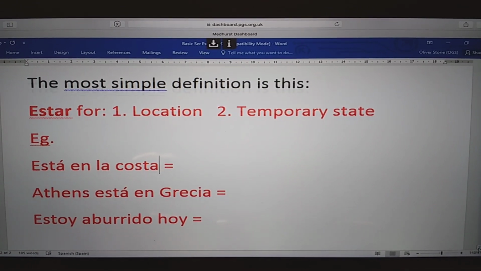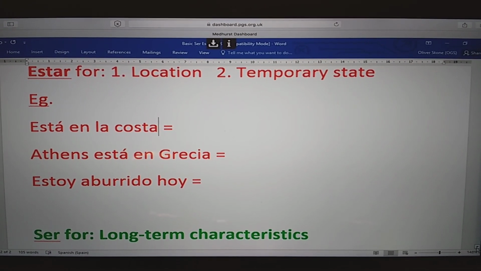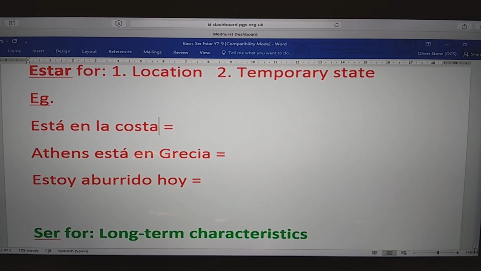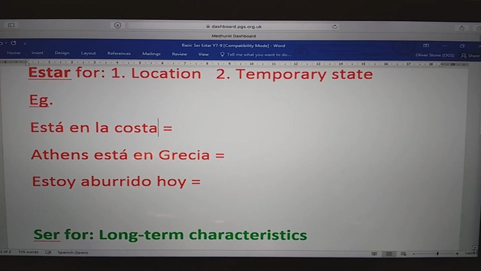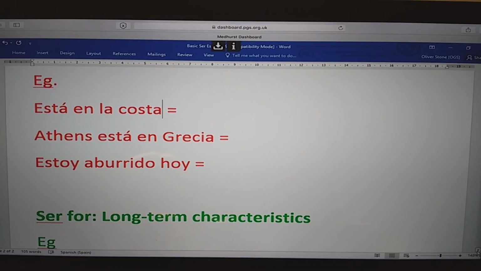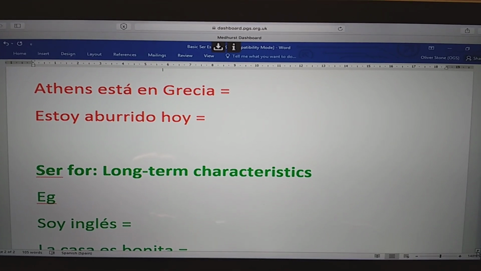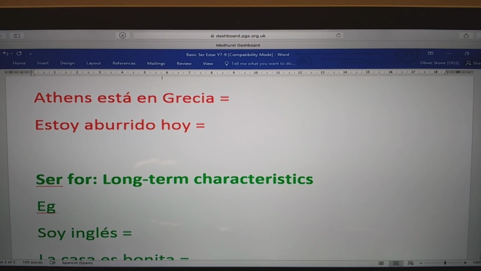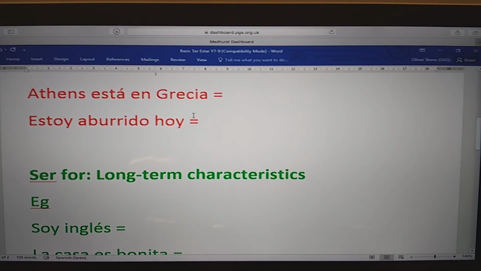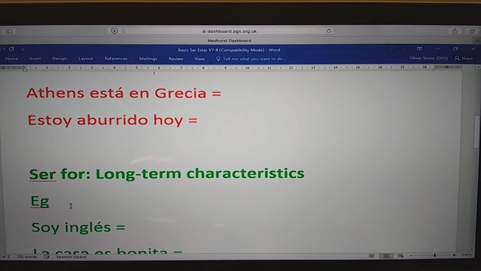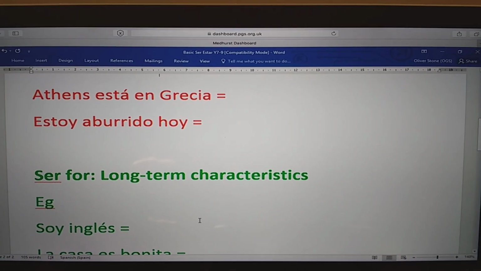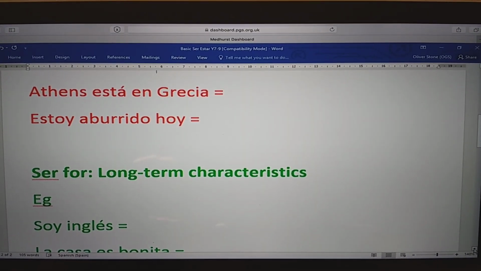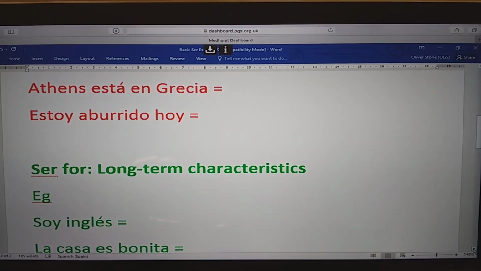Okay. Now, if we look at the other verb for to be, which is ser, broadly speaking, is for long-term characteristics. That's what we use it for. So, for example, if you want to say, I am English, we say soy inglés. We would never use estoy inglés. We'd say soy inglés because that's a long-term characteristic. You're English now, and that's not going to change in the near future. In fact, it's never going to change. You're born with your nationality.